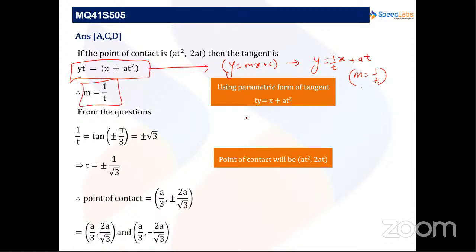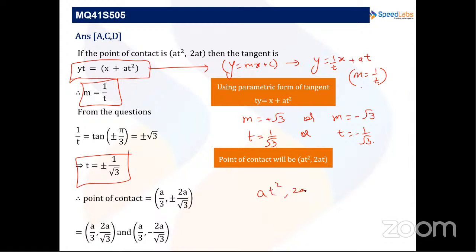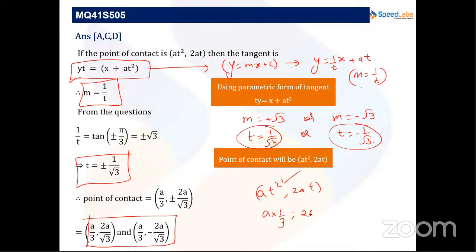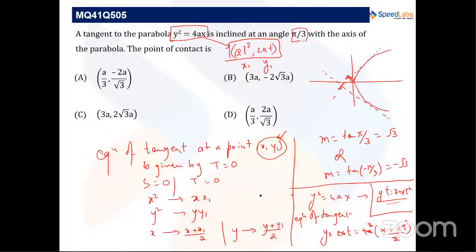Now we have two values of slope. m equals plus root 3 or m equals minus root 3. So t will be equal to either 1 by root 3 or minus 1 by root 3. Our point of contact was (at squared, 2at). So putting these values, first 1 by root 3 and then t equals minus 1 by root 3, we get two points: a into 1 by 3 comma 2a into 1 by root 3, or a into 1 by 3 comma minus 2a by root 3. So our correct options are A and D.